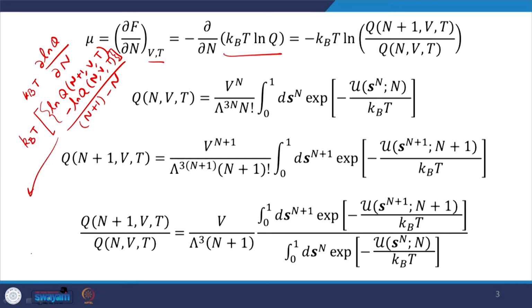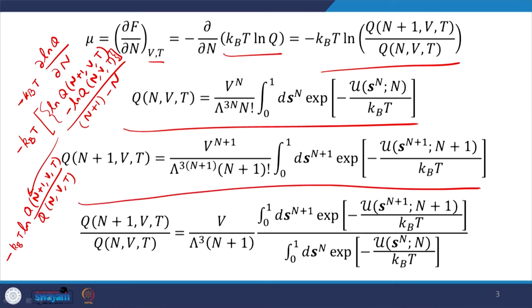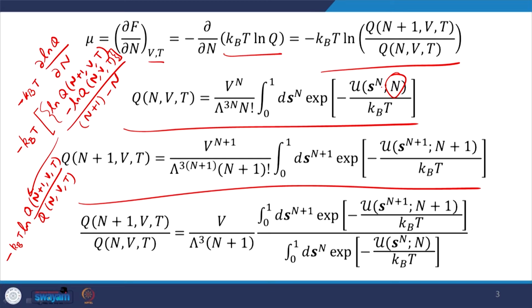So therefore what we have is minus kBT ln of Q for n plus 1, V, T divided by Q for n, V, T, and there was a minus sign in front of that, and this is what we have in here. So we have used the difference form for ∂ln Q/∂n because n is a discrete variable. So then we can find the partition function of the system containing n particles and the system containing n plus 1 particles. Everything remains the same, but wherever we have n in there, I will replace it with n plus 1. You may recall that I have chosen to represent the coordinates as a function of s^n because n is a variable in this case, and that is the reason why I was representing ds^n as the integration variable, because that will change to n plus 1.